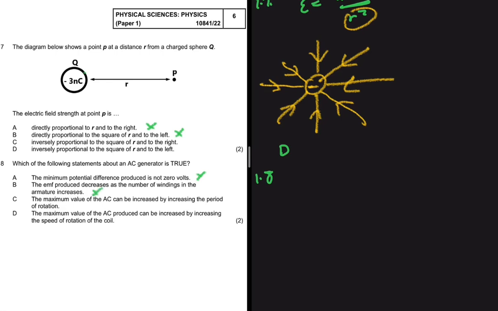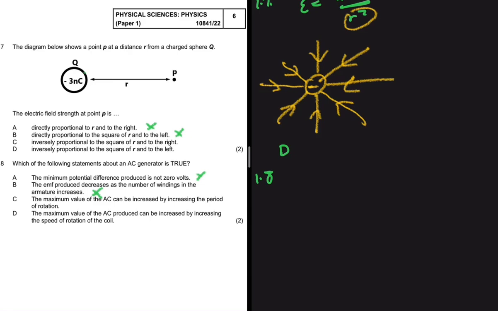We know from grade 11 that if you want to increase the EMF induced, you can increase the number of turns. You can increase the number of windings. So B cannot be correct. The maximum value of the AC can be increased by increasing the period of rotation.